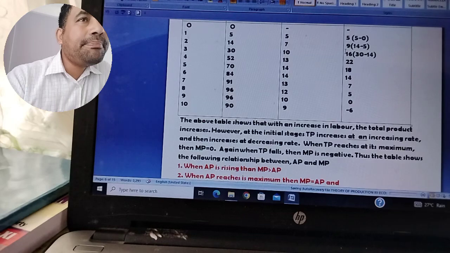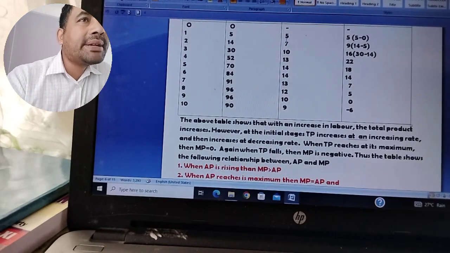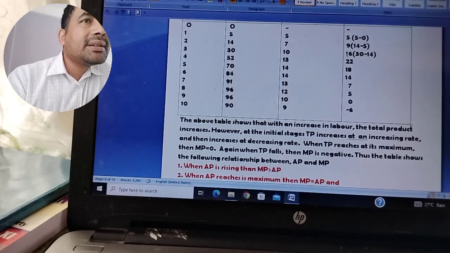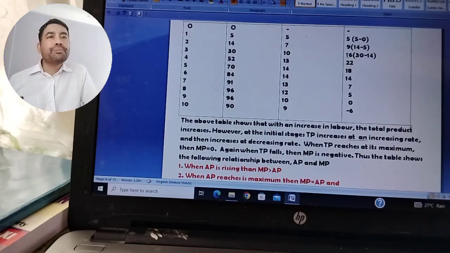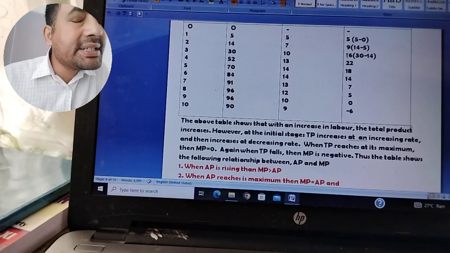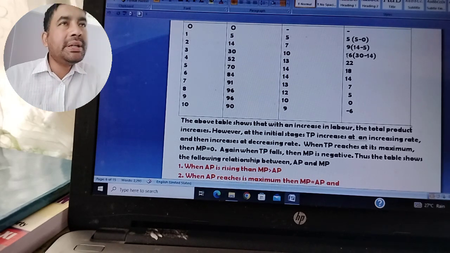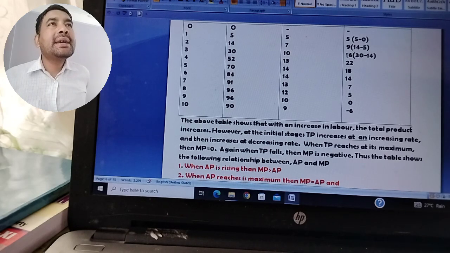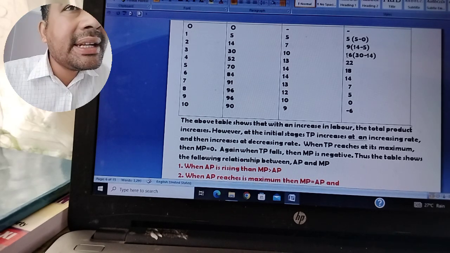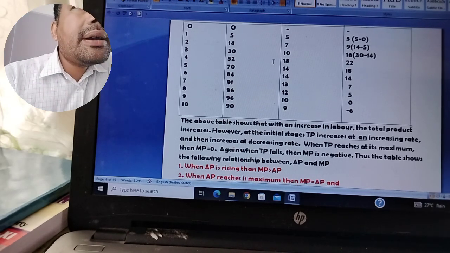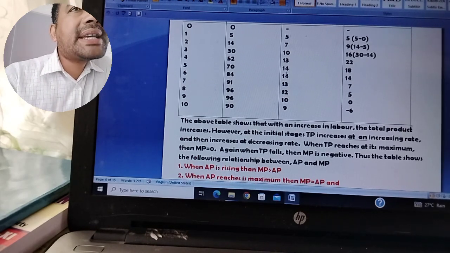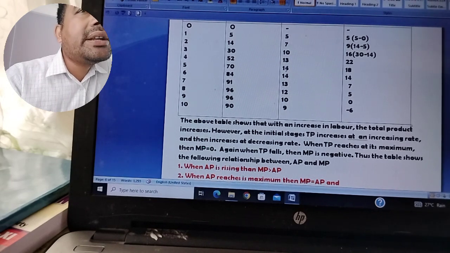But the change in MP is greater than the change in AP: 5, 7, 2; 5, 9, 4; 7, 10, 3; 9, 16, 7. So when TP is increasing, both AP and MP are increasing, but the rate of change in MP is greater than the rate of change in AP. So when TP increases, MP is greater than AP, or when AP is rising, you can say MP is greater than AP.